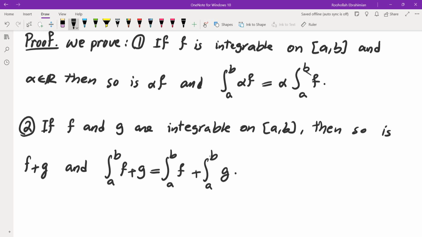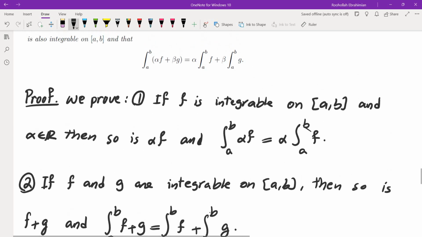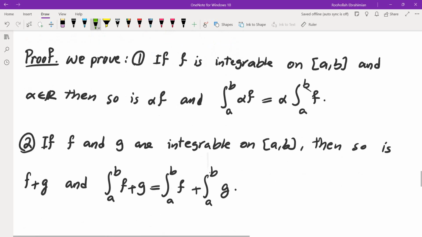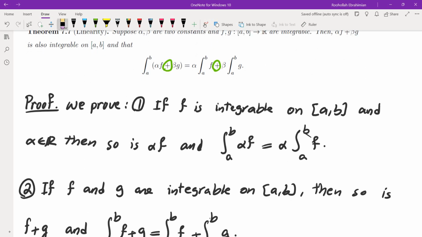If we prove these two things, then we can first break up the plus sign. You can write down the integral of alpha f plus beta g as the integral of alpha f plus the integral of beta g, and then apply the scalar multiple. Take out the alpha from the first one, take out the beta from the second one. So that helps us with the proof. It makes it less complicated.